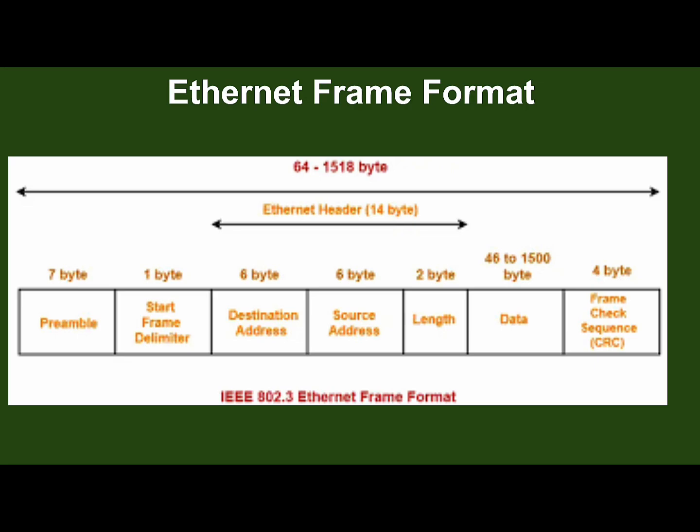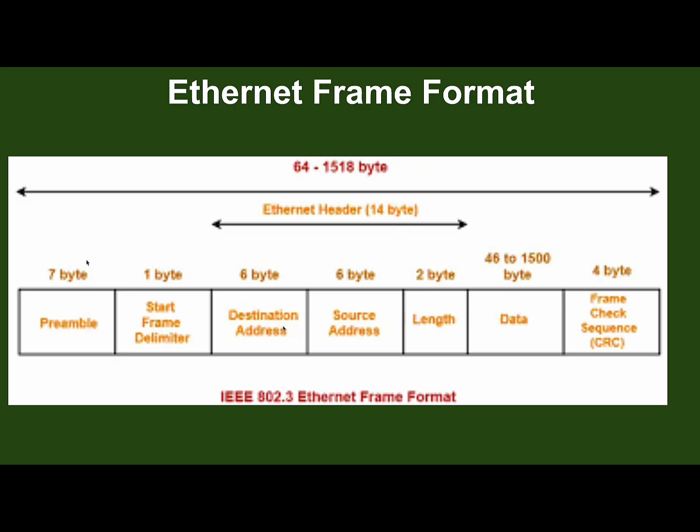Now, what all things are there in the header? First thing is something called the preamble, and the second thing is the start of frame delimiter. The preamble is 7 bytes in length, and the start of frame delimiter is 1 byte in length. Combined, this tells a receiving PC that a frame has arrived, and this is the start of the frame.